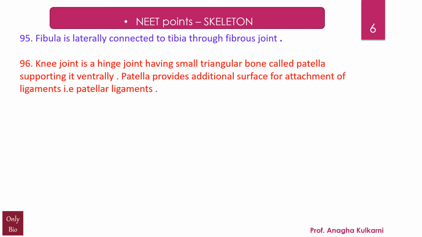Next, knee joint is a hinge joint having small triangular bone called patella supporting it ventrally. Patella provides additional surface for attachment of ligaments, that is patellar ligaments. Next, ankle joint involves the tarsal called as talus.